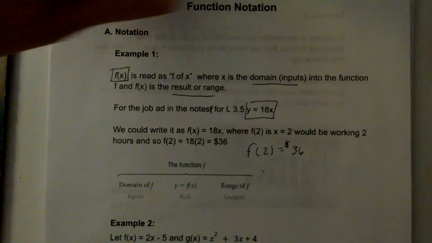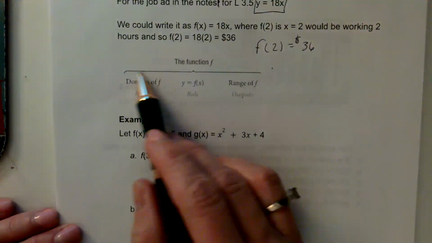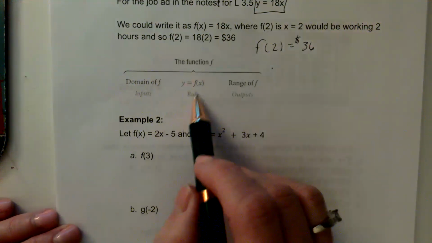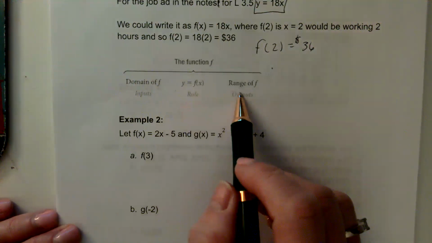So we can say that for a function, we have inputs. That's called our domain. And then they go into the rule, and whatever the rule tells them or the machine does, then the outputs come out. That's our range.